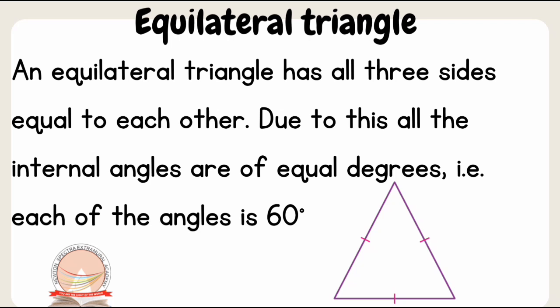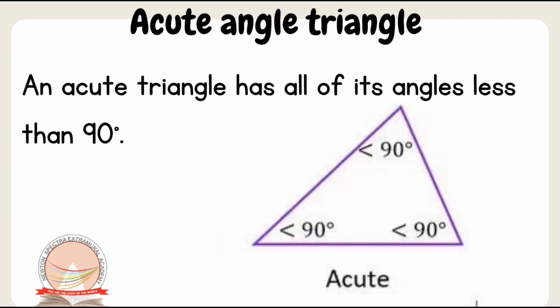An equilateral triangle. An equilateral triangle has all the 3 sides equal to each other. Due to this, all the internal angles are of equal degree, which is always equal to what? 60. And the sum of the angles, 60 each, is always equal to 180. Acute angle triangle. An acute angle triangle has all of its angles less than 90.